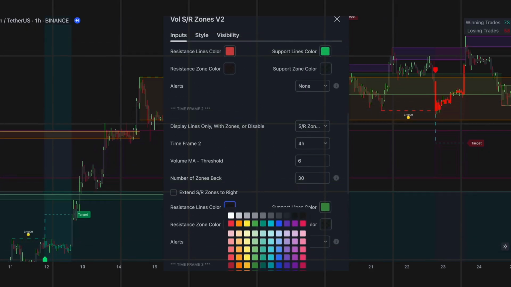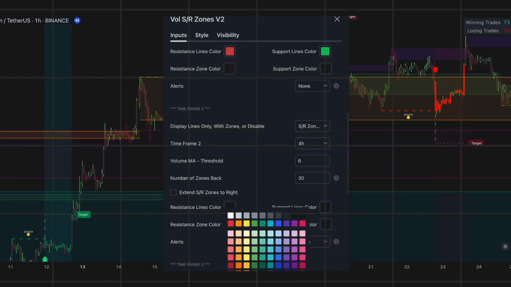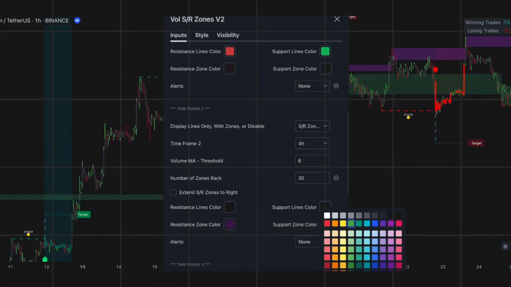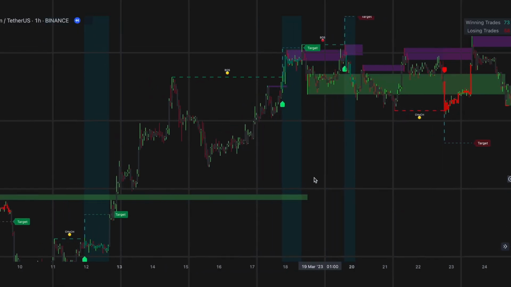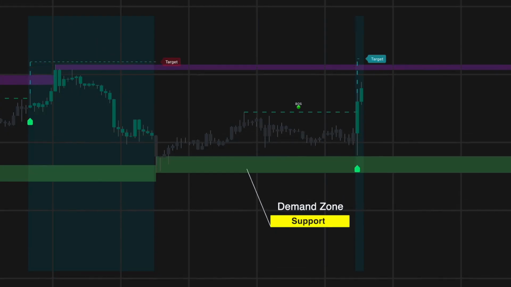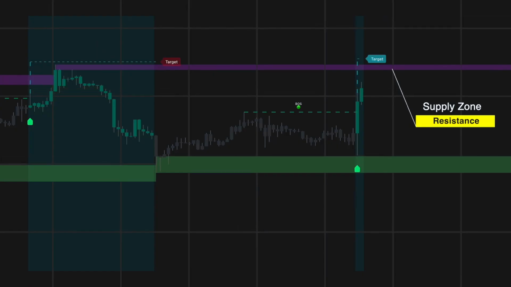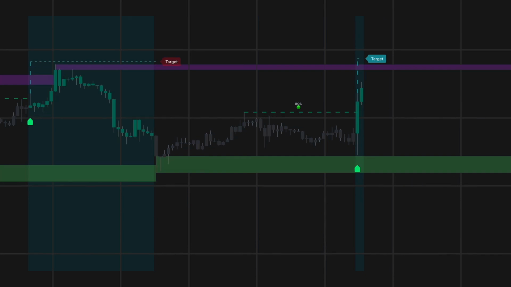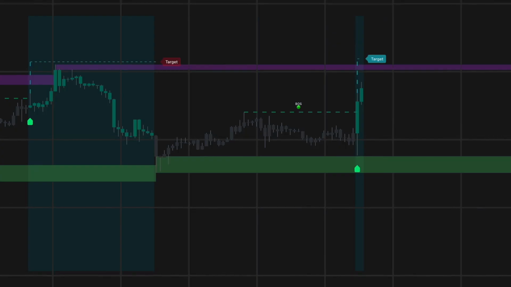Volume-based support and resistance is an indicator that combines the concepts of volume and support and resistance. It identifies support and resistance levels based on where significant trading volume has occurred in the past. You see, markets often remember price levels where a lot of trading activity has taken place. These levels can act as psychological barriers or points of interest for traders. A support or resistance level with high volume is often considered stronger than one with low volume. This is because the high volume indicates that many traders have bought or sold at that level in the past, making it a significant point of interest.